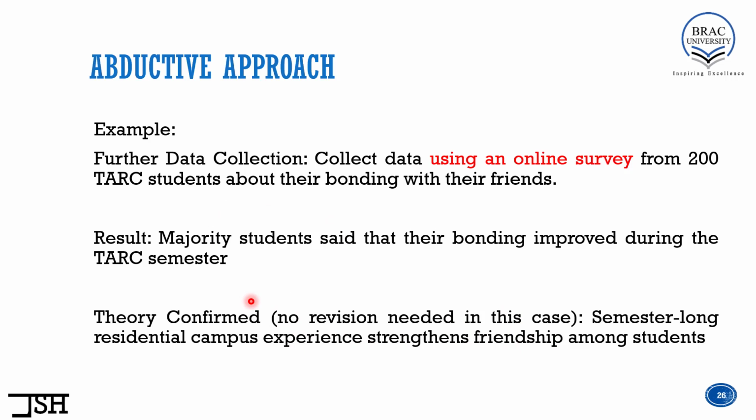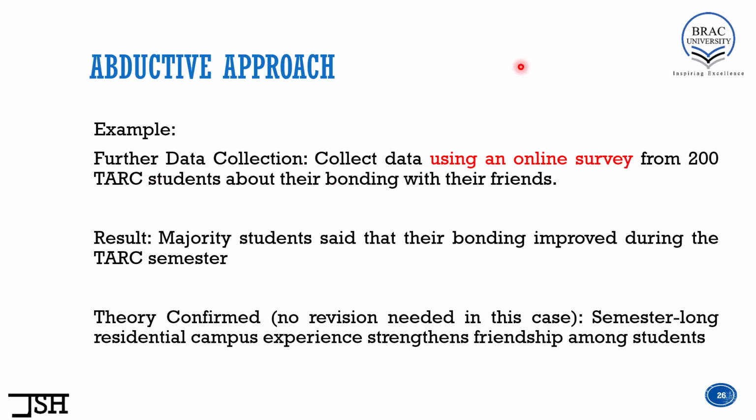So what do I do now? I finalize my theory. I again say that my theory does not require any revision and the initial theory that I proposed is correct and no further revision is needed. So this is how we conduct an abductive approach or abductive research.